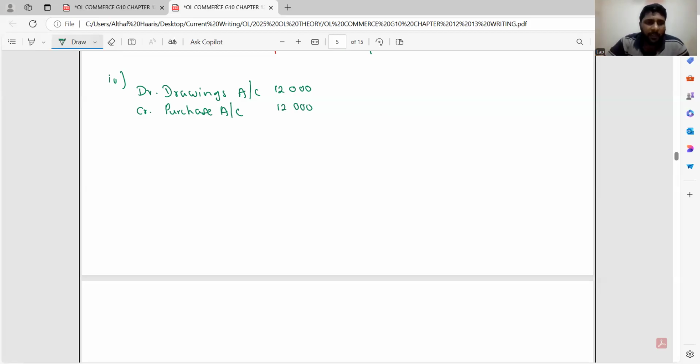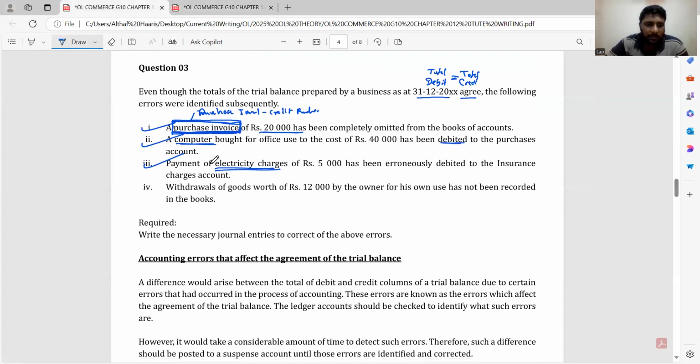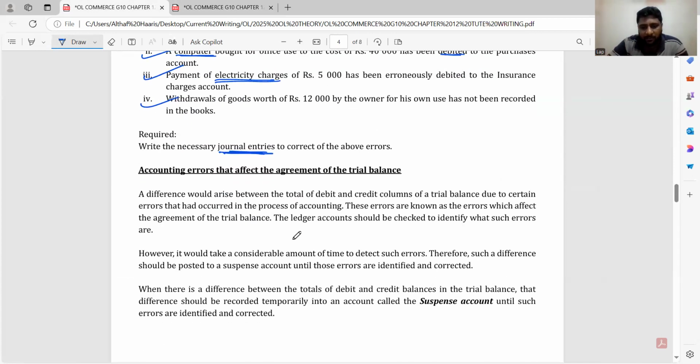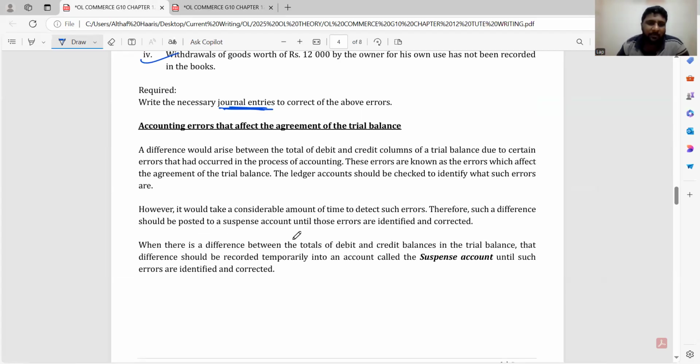So we are done with that particular question. They are just asking you to write the journal entries, so we wrote the journal entries. Now let's move to the second part of this chapter. What is the second part? Accounting errors that affect the agreement of the trial balance.